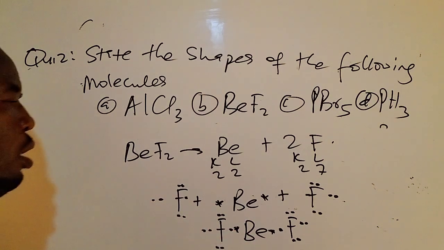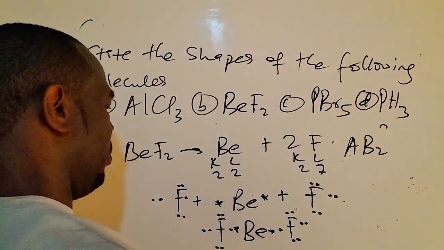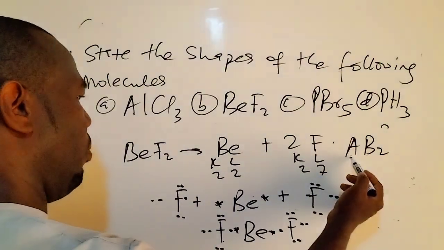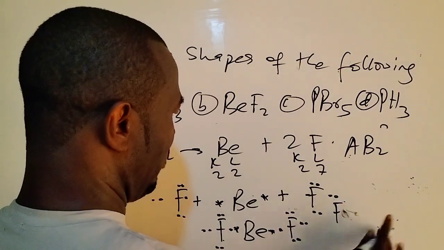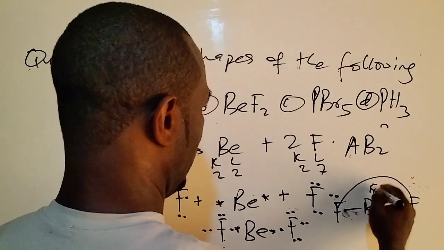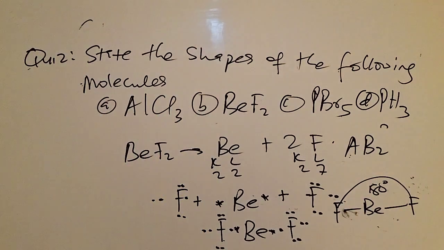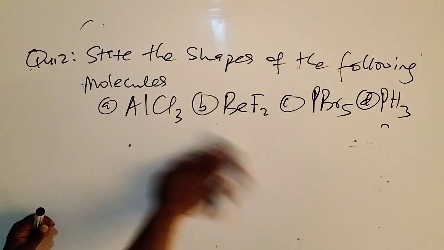And as I told you, a molecule that has the formula AB2, whereby the central atom is bonded to 2 atoms and has no lone pair, is said to have a linear shape. So beryllium difluoride has a linear shape, with a bond angle of 180 degrees. So you see that. That is a very simple question to answer. So when you're given a question, try to know the bonding sequence and then predict the shape.